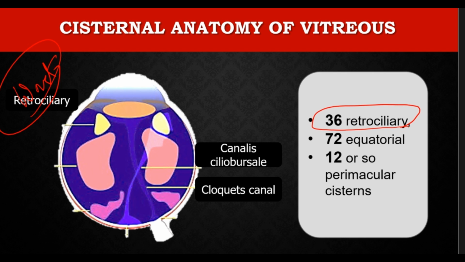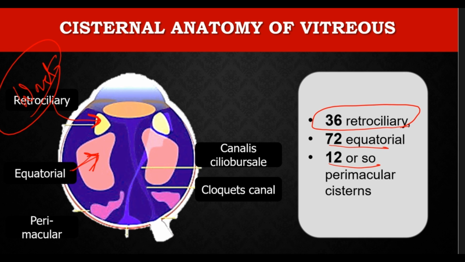So first we have some cisterns which are present behind the ciliary body. These are known as the retrociliary cisterns. Then we have some cisterns which are present near the equator, so these are called equatorial cisterns. So this in yellow is the retrociliary. Then near the equator, in cream or skin color, you have the equatorial. Then in pink color, what you have near the macula are the perimacular cisterns, right? Now, accordingly, they believe that there are about 36 retrociliary, 72 equatorial, and 12 perimacular cisterns.